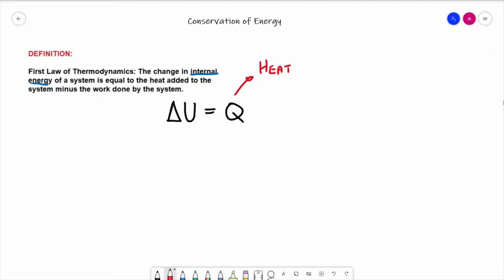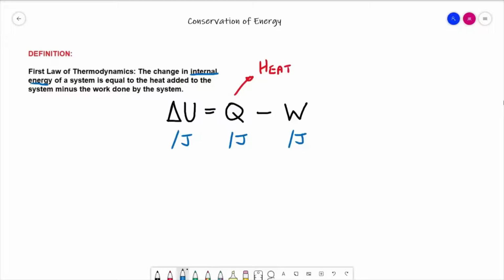Just to finish off the equation then, we've then got minus, and I'll explain why it's a minus sign in a moment, minus the work done by the system, and obviously we're going to use the letter W for work done. Now, from a units point of view, we've got work done here, which is in joules. We've got a change in internal energy, that's in joules as well, and the heat is also a measure of energy and is therefore measured in joules. So everything across this equation is measured in joules.